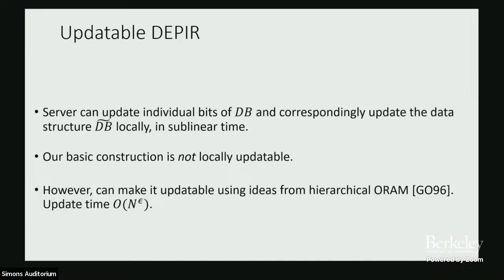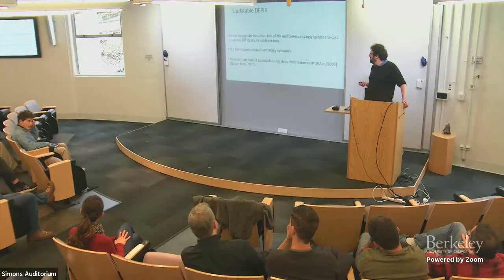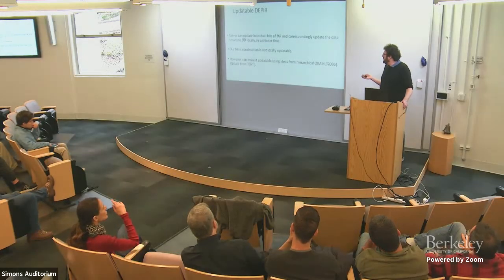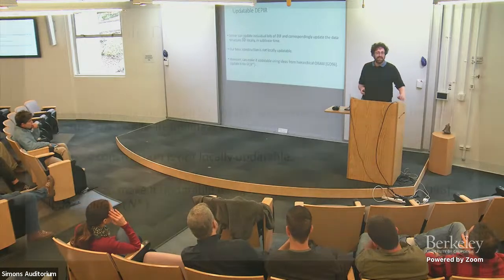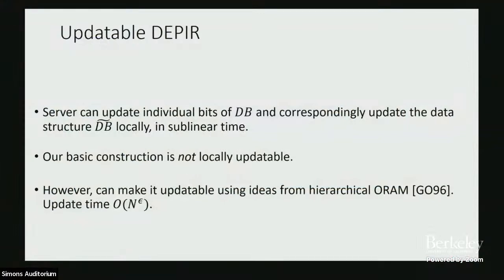You can also extend the database. You can add bits or modify bits of the database as well. And this is actually generic. You can take any doubly efficient PIR and convert it into an updatable one, as long as the preprocessing time is small. So the update time will depend on the preprocessing time. Our preprocessing time was n to the 1 plus epsilon, and that gives us the update time of n to the epsilon. Here we really need to make sure the preprocessing time is, for example, less than n squared. Otherwise, you don't get anything.